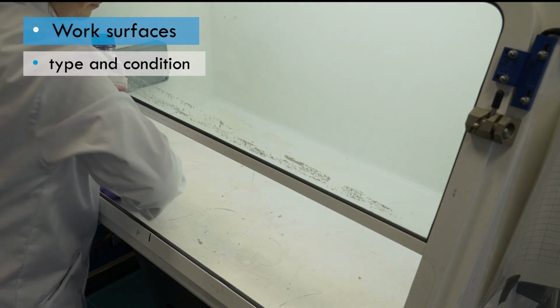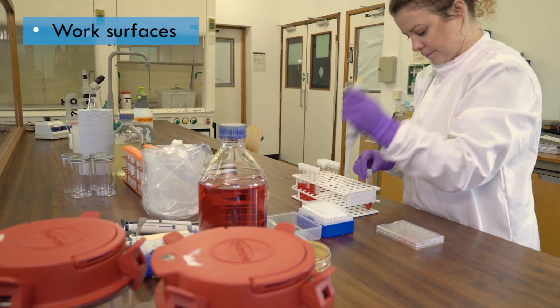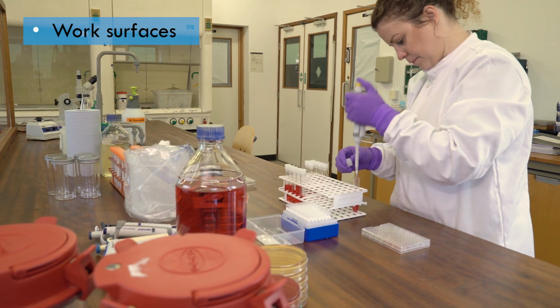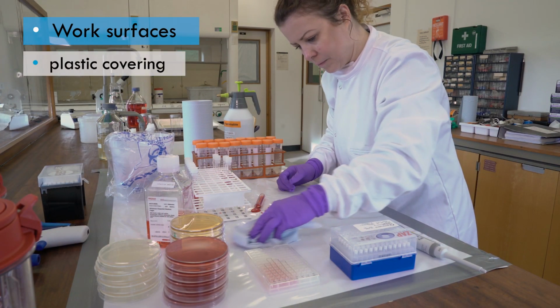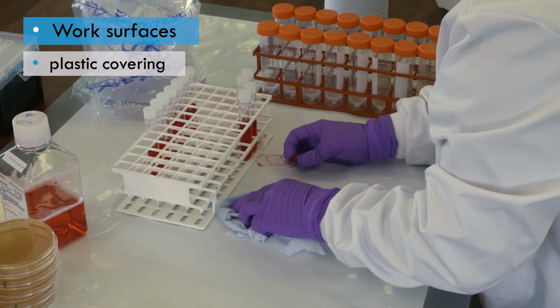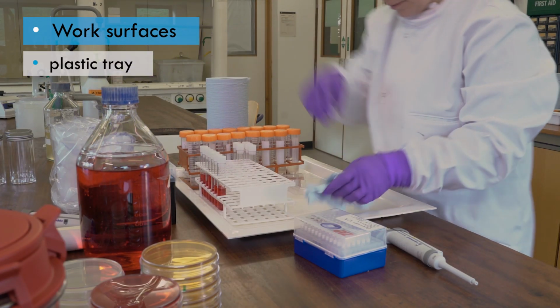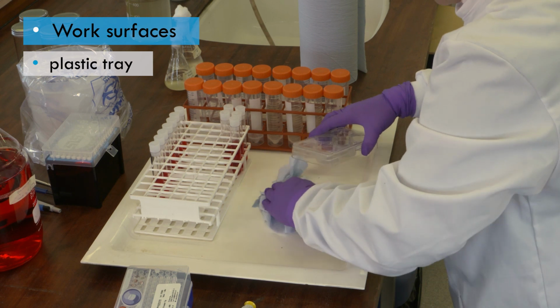Smooth, coated or sealed surfaces are easiest to decontaminate. If these surfaces become damaged due to scratches or cracks, or if they are made of a softer material like wood, they can trap dirt, debris and biological agents. Where wooden surfaces are used, it might be advisable to cover them with plastic. Proprietary laboratory bench coating material can be used, or heavy-duty plastic sheet taped in place will do. Alternatively, a plastic tray could be used, which will also help to contain any spills.